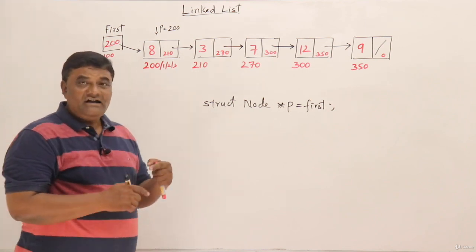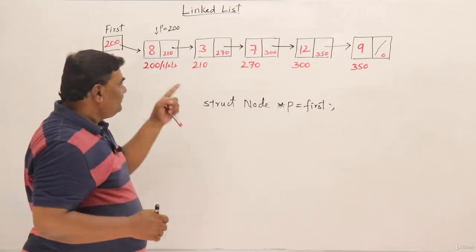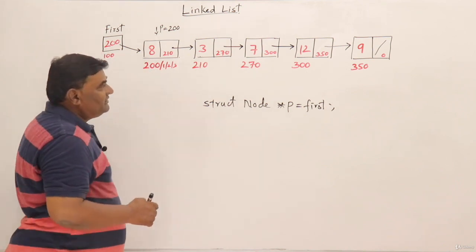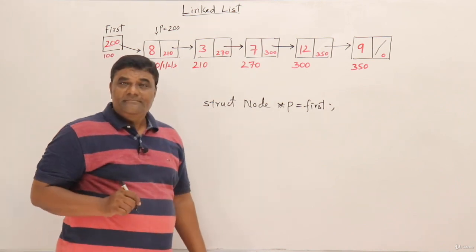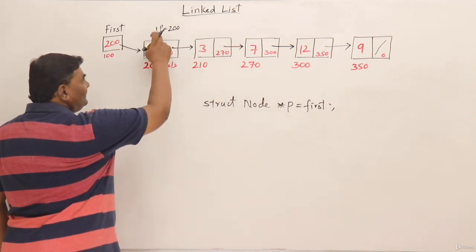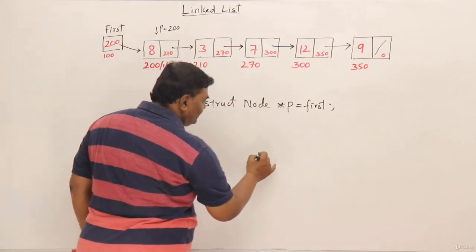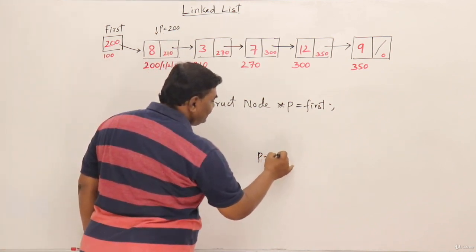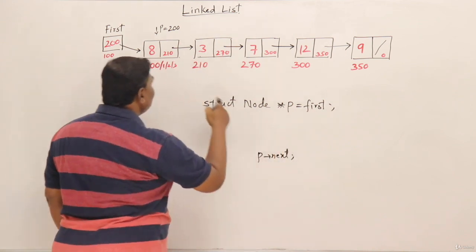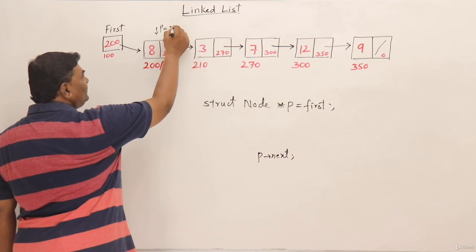Then as I said, traverse means visiting all, so let us move to the next node. How to move P to the next node? In the previous video we saw how a pointer can move to the next node. P will take this address. What is this address? P is next. P is next is what? 210. Give it to P, so this should become 210.